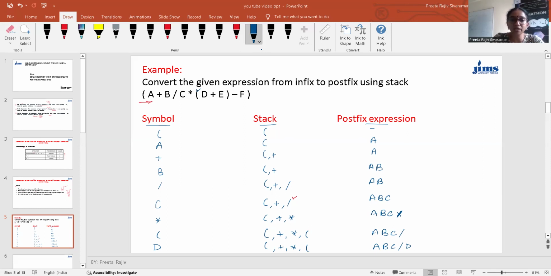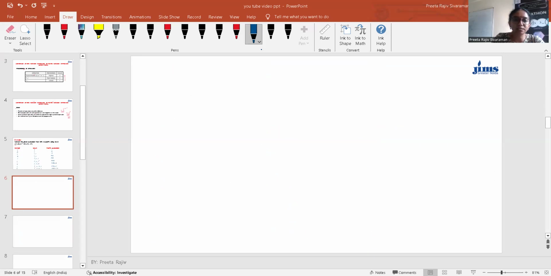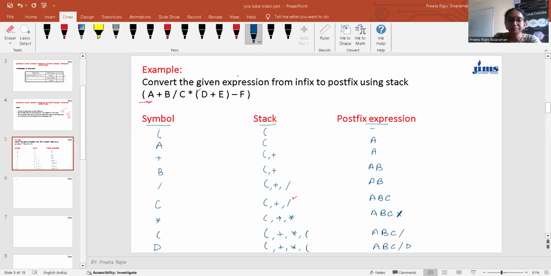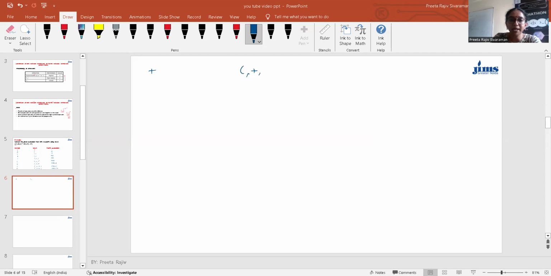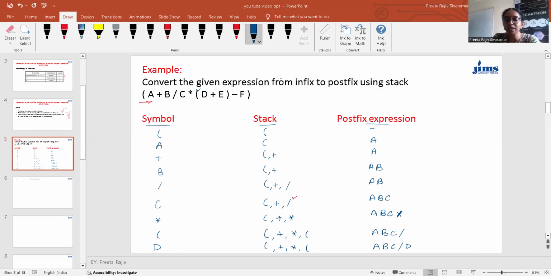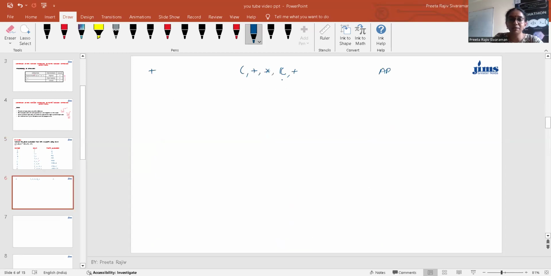So the symbol scanned is plus, and my stack contents are opening bracket, plus, multiply and opening bracket, and here this will come as plus. Now if you see here, the plus operator is on top of the higher priority operator, but this is allowed because there is a bracket in there, right? So that has to be remembered. And my postfix expression is ABC/D.